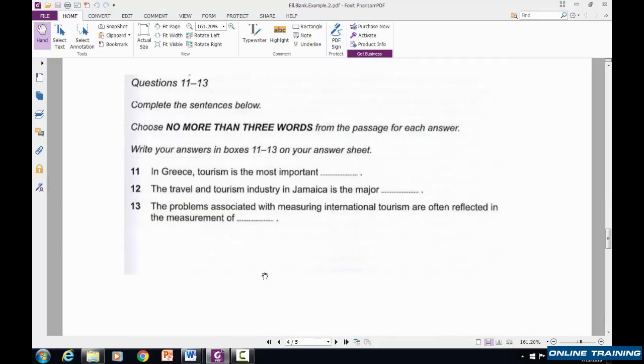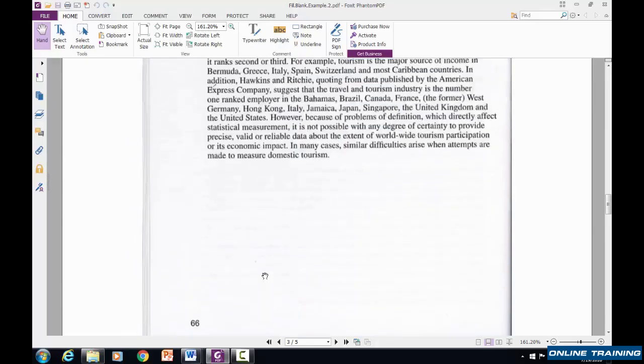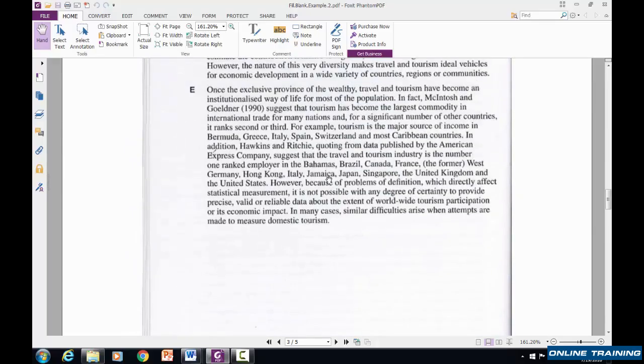All right, and now number 13. The problems associated with measuring international tourism are often reflected in the measurement of. Keywords are problems, international tourism. We know it has to come after the sentence with Jamaica because this is a fill in the blank question and the questions go in order. Let's see. Here we go. Here's the word difficulties. Difficulties is a synonym for the word problems. This is the sentence that I'm looking for.